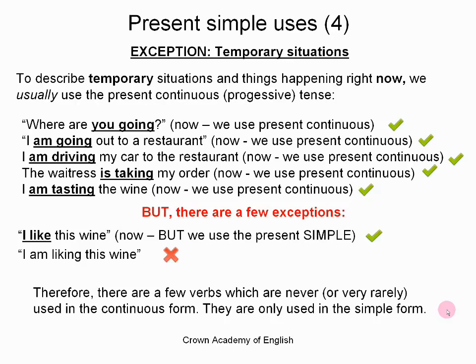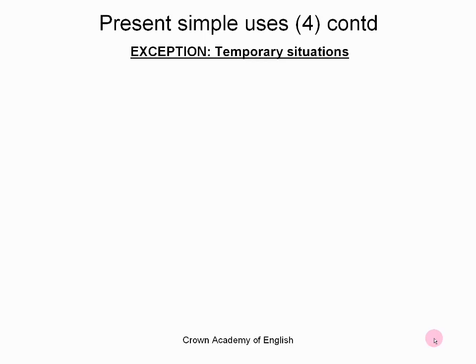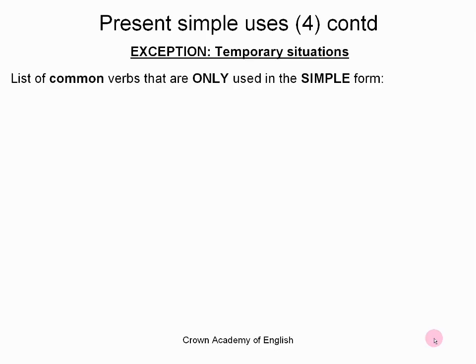So that's what I'm saying here. Therefore, there are a few verbs which are never, or very rarely, used in the continuous form. They are only used in the simple form. And so let's just have a quick look at what some of those verbs are. So this is a list of the most common verbs which are only used in the simple form.